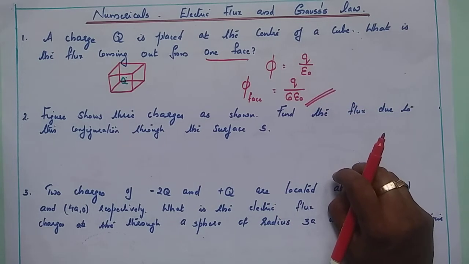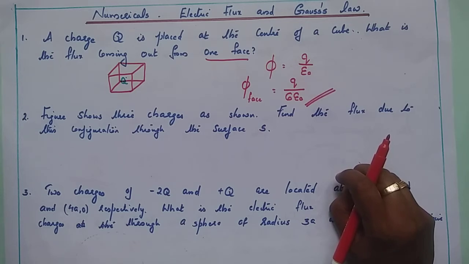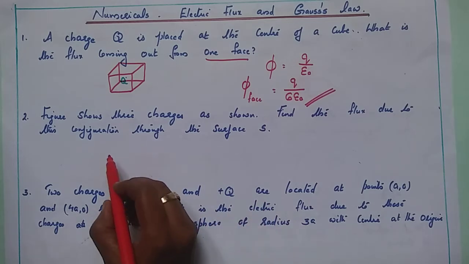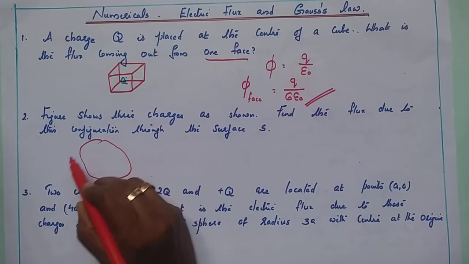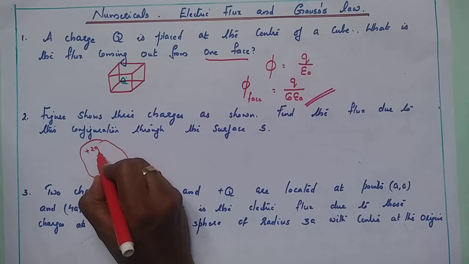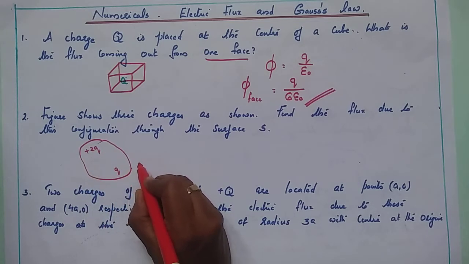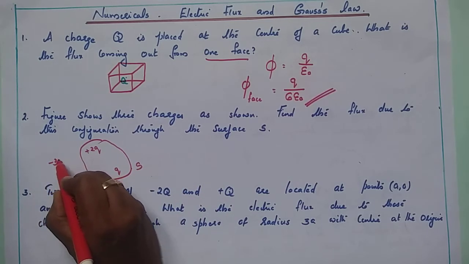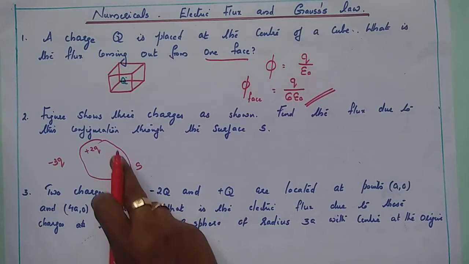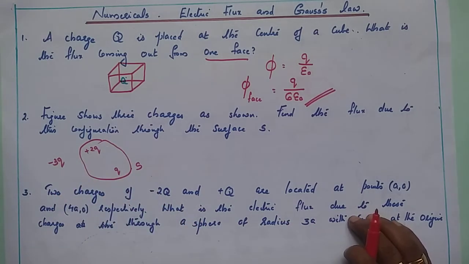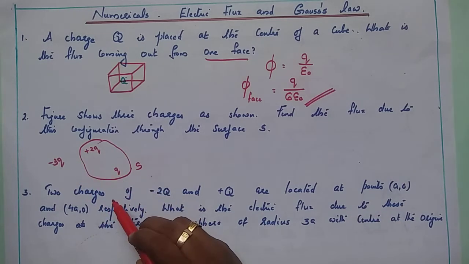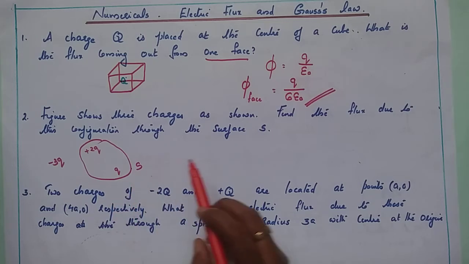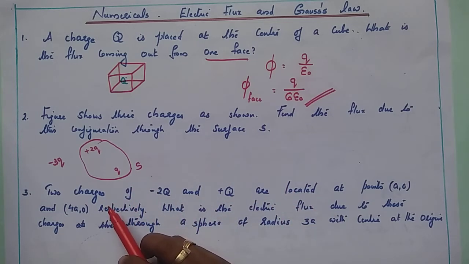Second question. The figure shows 3 charges as shown. Find the flux due to this configuration through the surface. So this is the figure given. Plus Q charge is here, another charge is here, this is the surface, and minus 3Q is the charge outside. The question is to find the flux due to this configuration through a surface S, that is, the total flux coming out through the surface.